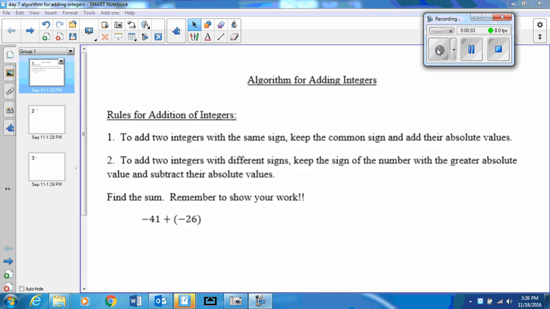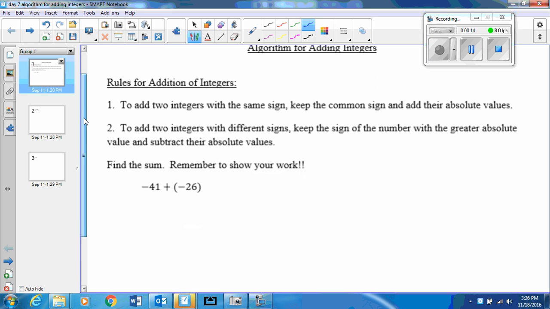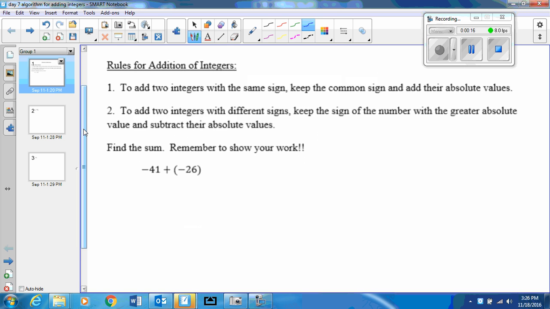This will help you with the rules for adding integers, the algorithm. So, to add two integers with the same sign, you keep that sign and add their absolute values. If you're adding two integers with different signs, you keep the sign of the number with the bigger absolute value and subtract their absolute values.